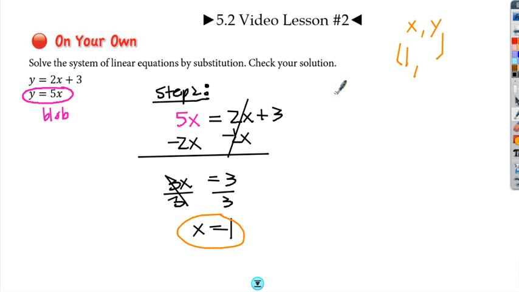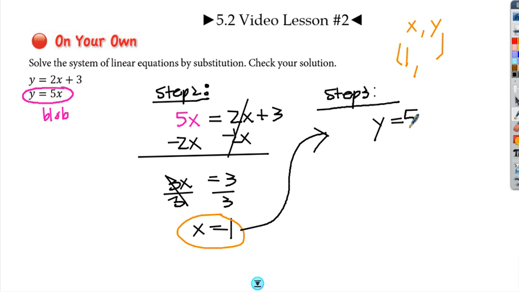So now let's go to our step 3. And step 3 is to find the other variable, which will be y in this problem. So what I'm going to do is I'm going to use an easier equation. Should I use the first one or the second one? Which one looks easier to you? Let's go with the second one because it's shorter. So it's y equals 5x. And I'm going to plug in x equals 1 into this equation.